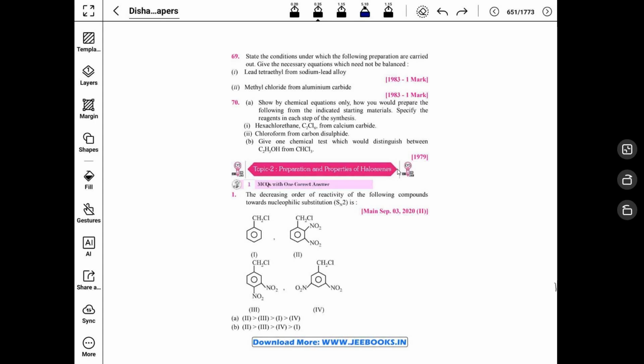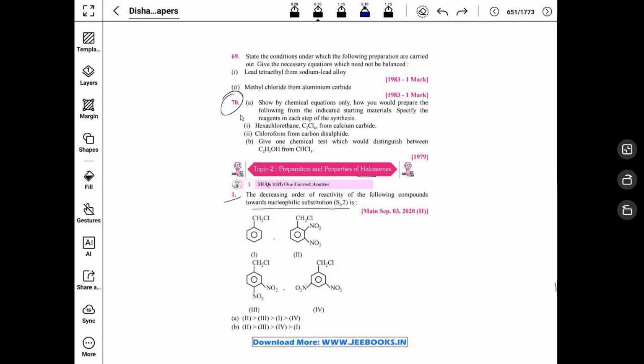Hello everyone. In our previous video, we have completed question number 70, and now today we are going to start topic 2, preparation and properties of haloarenes. And question number 1: the decreasing order of reactivity of the following compounds towards nucleophilic substitution reaction.